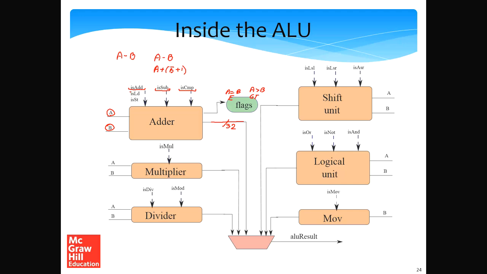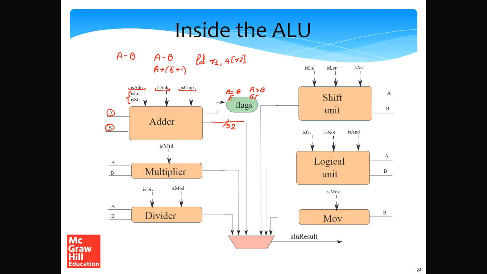Also, loads and stores use the adder, and that is basically to add the offset to the base register. For example, we have an instruction of this type, load R1, 4 R2. So in this case, the memory address is essentially the contents of R2 plus 4. So that is exactly what is done over here in the adder to compute the address of loads and stores.